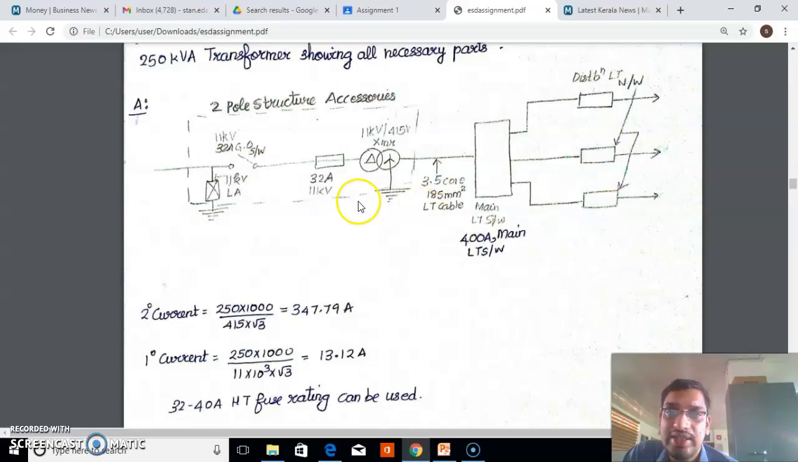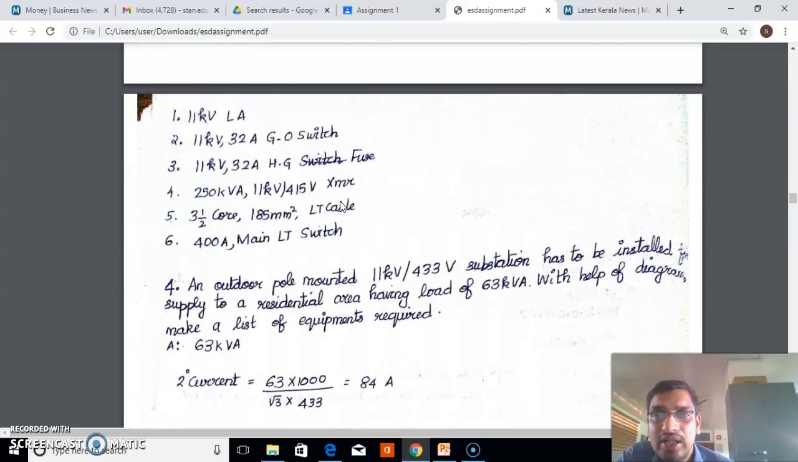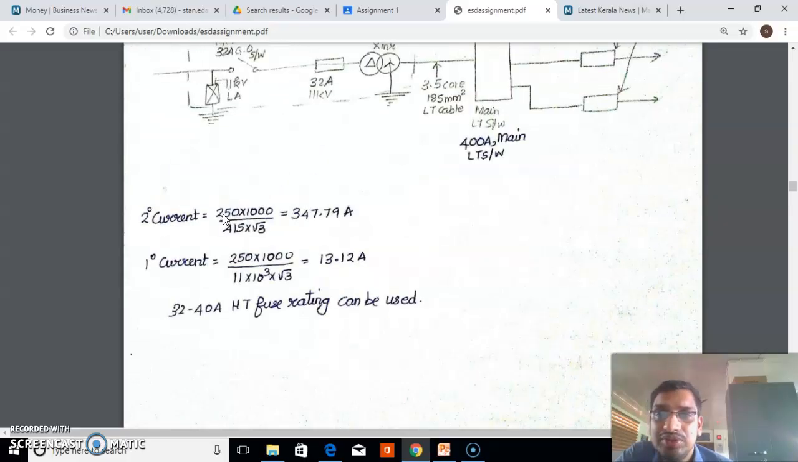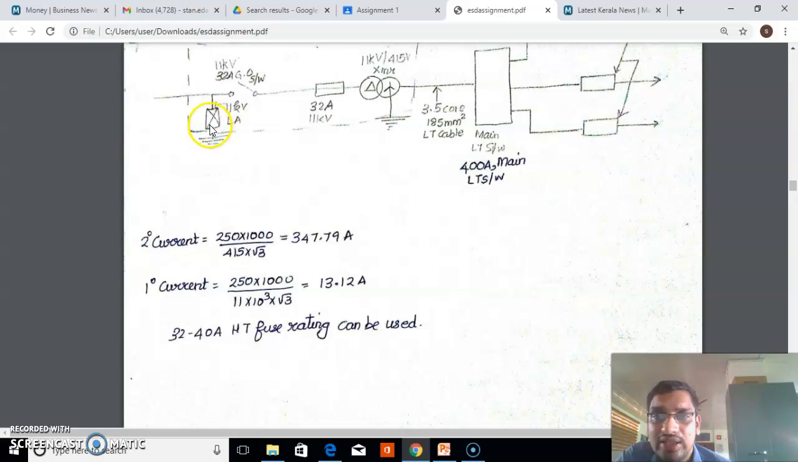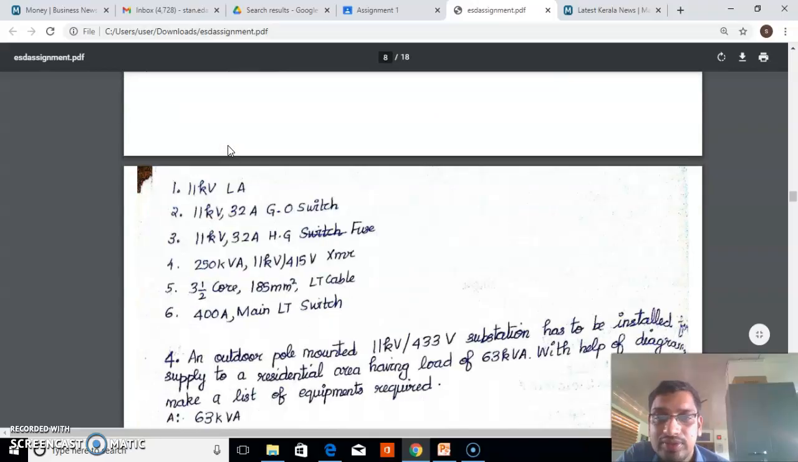This is the diagram for the particular problem. Now you list out the equipment or devices used in this design. Initially, the first one is the 11 kV lightning arrestor. The second one is a gang operating switch, 11 kV, 32 ampere. So you write 11 kV, 32 ampere gang operating switch.